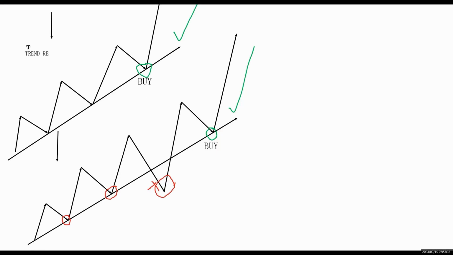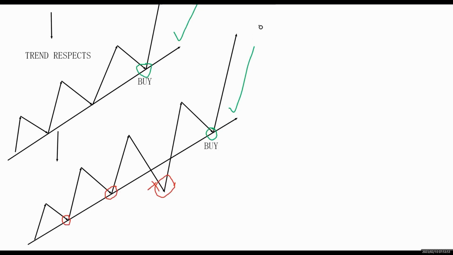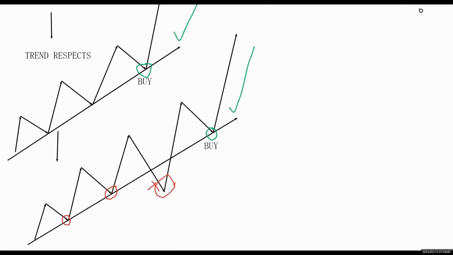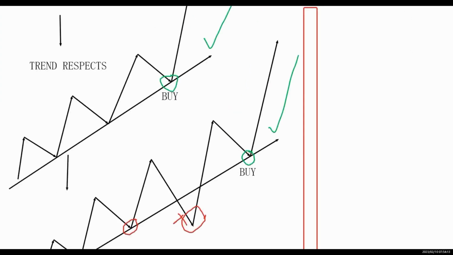Trend respect, in the scenario of when trend respects, right? So now let's look for another one, in the scenario where price does not. We have another scenario here where, say, price decides not to respect. Okay, so let's separate this. Let's look at the situation where the trend does not respect.